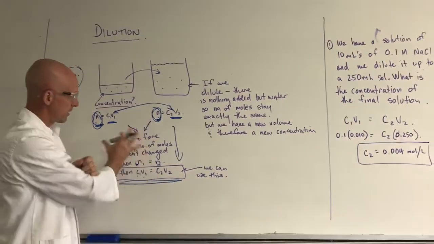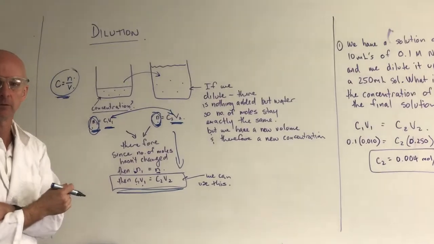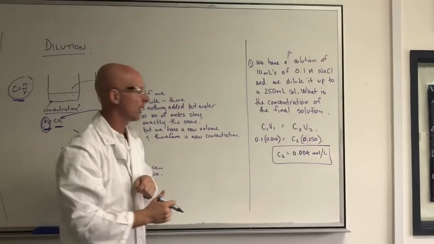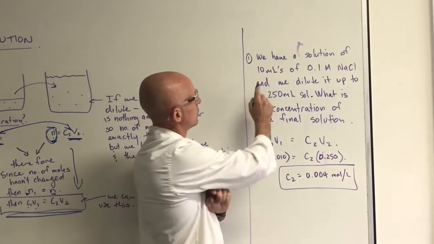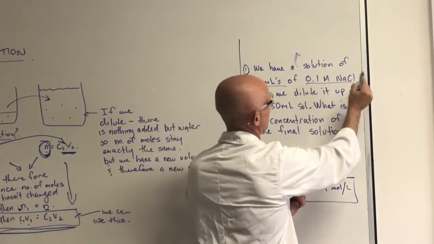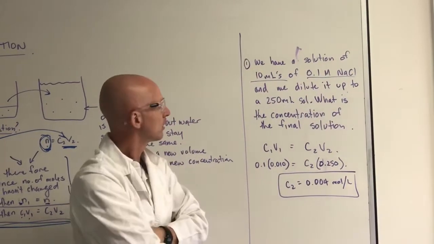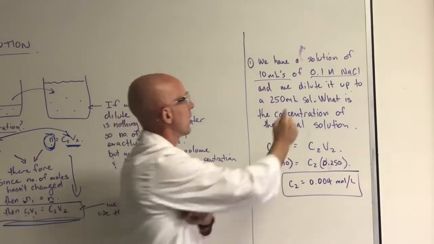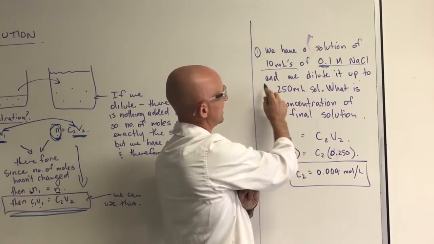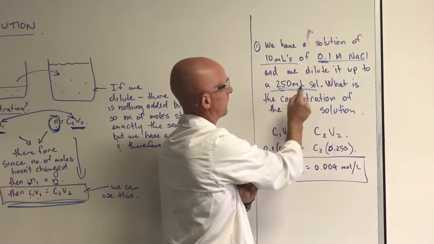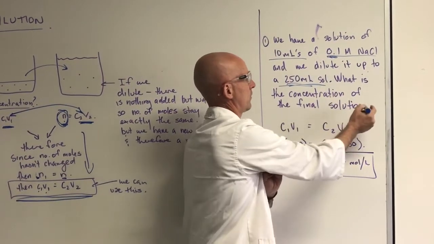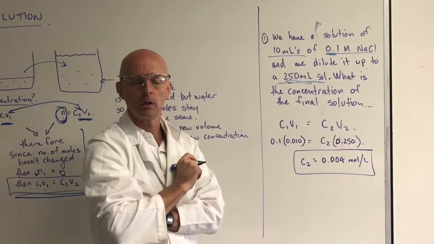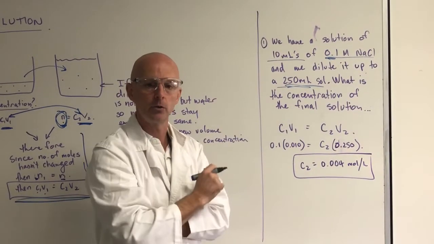You can pause the video and read over the explanation, but I think that's fairly clear. So let's do a problem now. Here's a problem that I've just made up. We have a solution of 10 mils of 0.1 molar sodium chloride. You can visualise that, and you know the concentration of that. And let's say we dilute it up to 250 mils. The question here is, what is the concentration of the final solution?